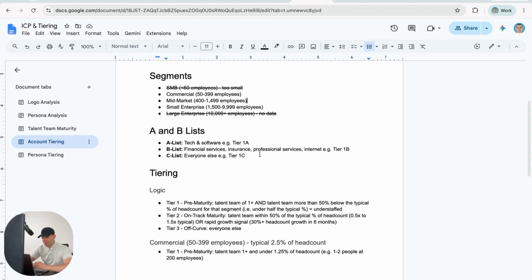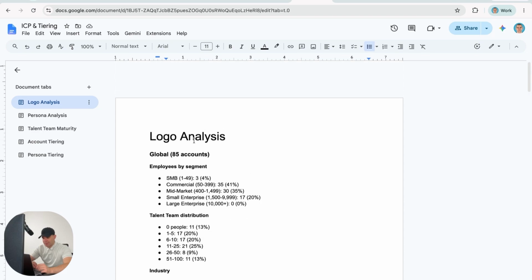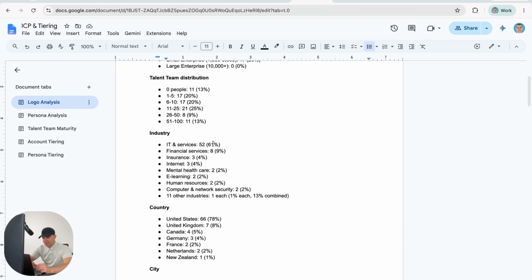In terms of A and B lists, so a tier 1A account versus a tier 1B account, okay? Well, we want to put some weight towards certain industries because we might have more customers in those industries. So if we have a look at logo analysis for the global level, we can see that 61% are IT and services, okay? And we've got 9% in financial, 4% in insurance. So okay, IT and tech and software is coming out pretty good.